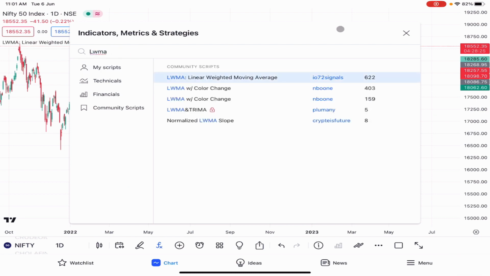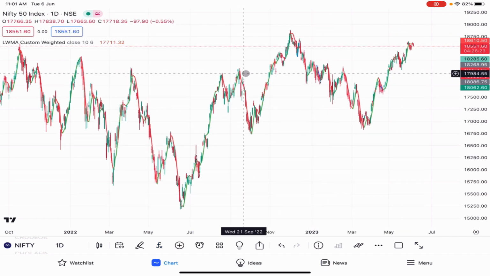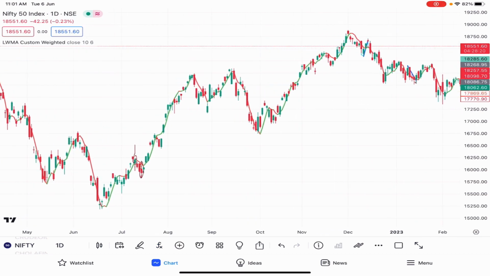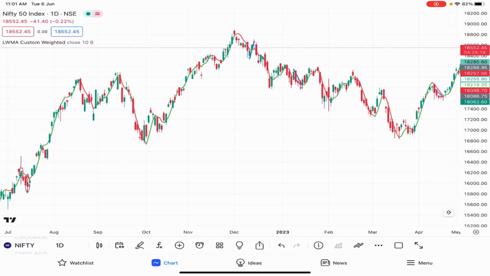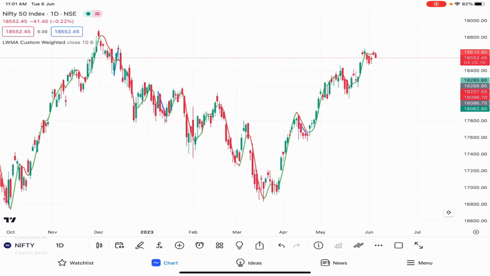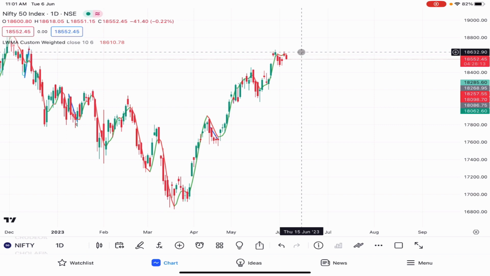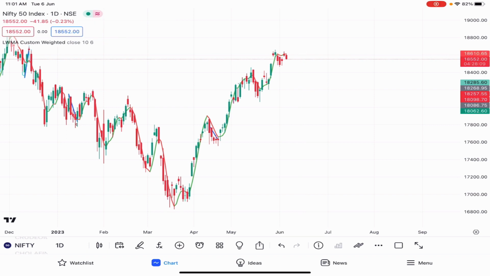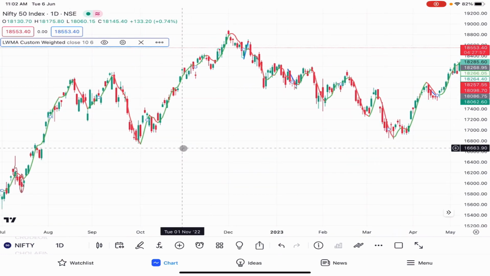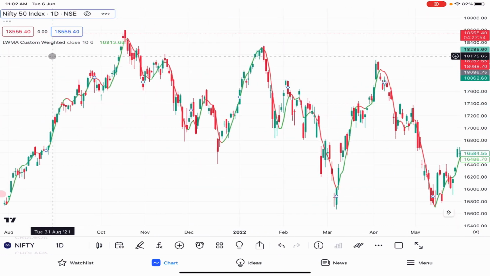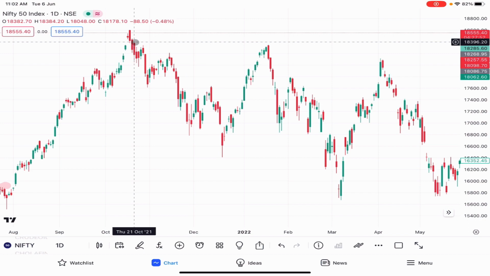Look at this. This is my linear weighted moving average. Look at how the moving average is just sticking to my price. It is exactly where my price is. So why does this happen? This is because it is not giving importance to the early data, and it is giving twice the importance to the recent data. Since it is giving twice the importance to the recent data, it is sticking to the recent price. So this is my linearly weighted moving average. I hope that is clear.